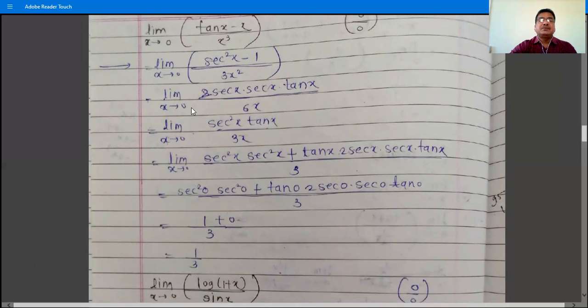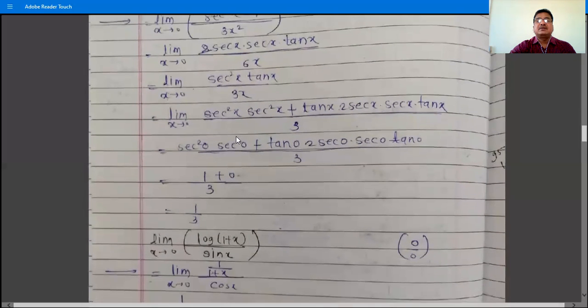So apply L'Hospital's rule. Limit x tends to 0. The derivative of sec square x is 2 sec x into sec x tan x, the derivative of minus 1 is 0, and the derivative of 3x square is 3 into 2x, that is 6x. Simplifying, 2 by 6 means 1 by 3, and we have sec square x into tan x divided by x. If we substitute x as 0, then tan 0 is 0, so 0 by 0 form. So again apply L'Hospital's rule.